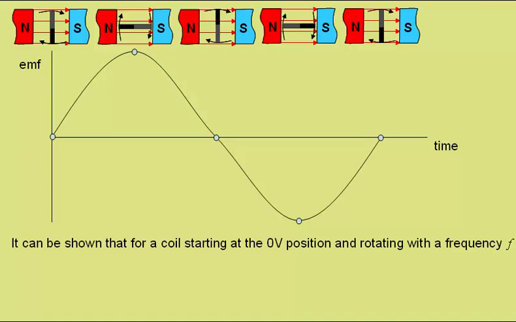In fact, it can be shown that for a coil starting at the 0 volts position and rotating with a frequency f, the EMF induced at time t is given by the maximum EMF times the sine of 2 pi times the frequency times the time t. But we found previously that epsilon naught equaled nBA omega, and so we get this expression. But the frequency is equal to the angular velocity omega over 2 pi, so we can then write this expression.